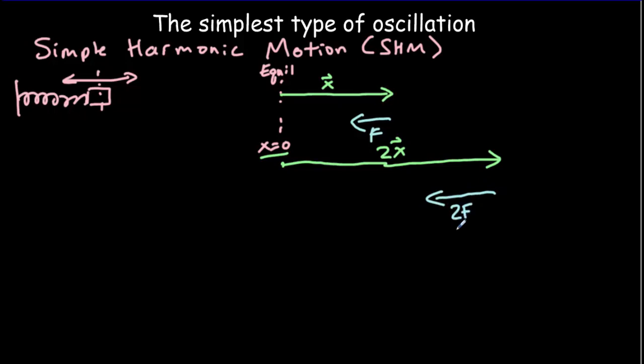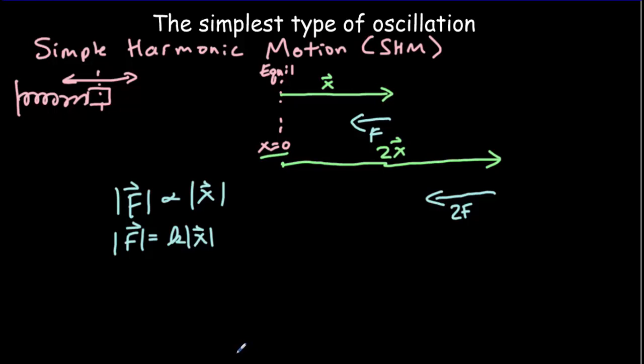I get 2 times as much force. And of course, if I triple the displacement, I get 3 times as much force, etc. And of course, that's just a proportional relationship. We would say that the magnitude of the force is proportional to the magnitude of the displacement. So I might write that as the magnitude of the force is equal to a constant times the magnitude of the displacement. This k would turn out to be the spring constant.